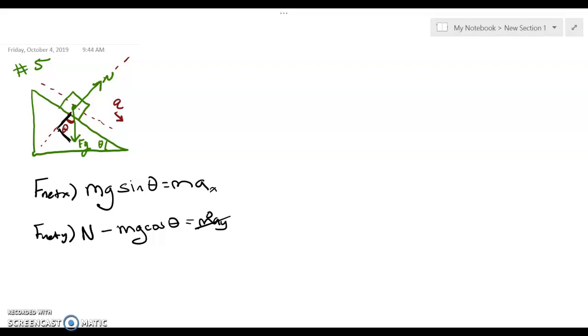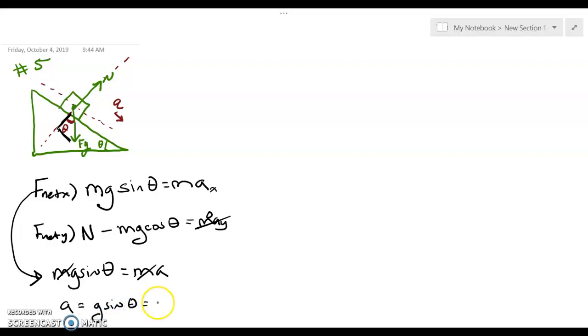Okay, as we can see, it says solve for acceleration. So we look at this, and we get mg sine of theta equals ma. Mass cancels out, and a is equal to g sine of theta. So 9.8 times the sine of 30, which is a half. So this becomes 4.9 meters per second squared.